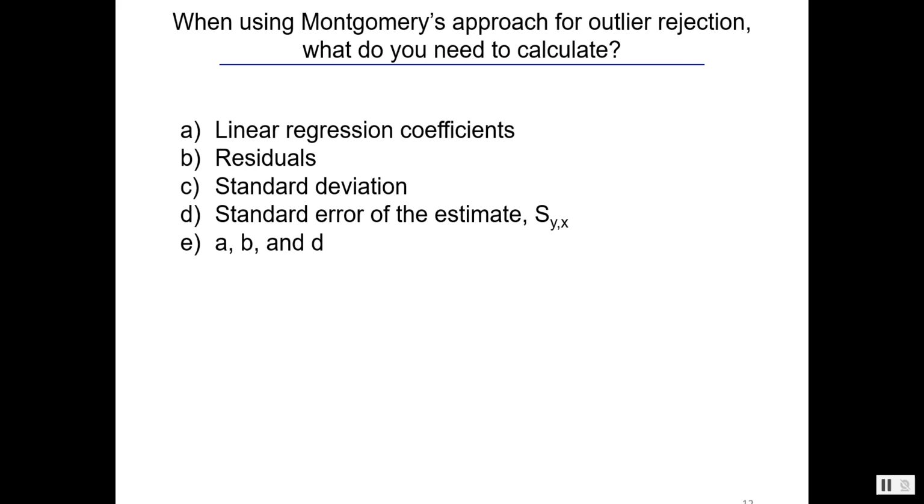So here's a question for you. When using Montgomery's approach for outlier rejection, what do you need to calculate? A, linear regression coefficients, B, the residuals, C, the standard deviation, D, the standard error of the estimate, or E, A, B, and D. I'll pause for a second to let you think about that. The last few slides, if you want to go back in the video, show that we need to calculate A, B, and D, but not C. So the best answer would be E.